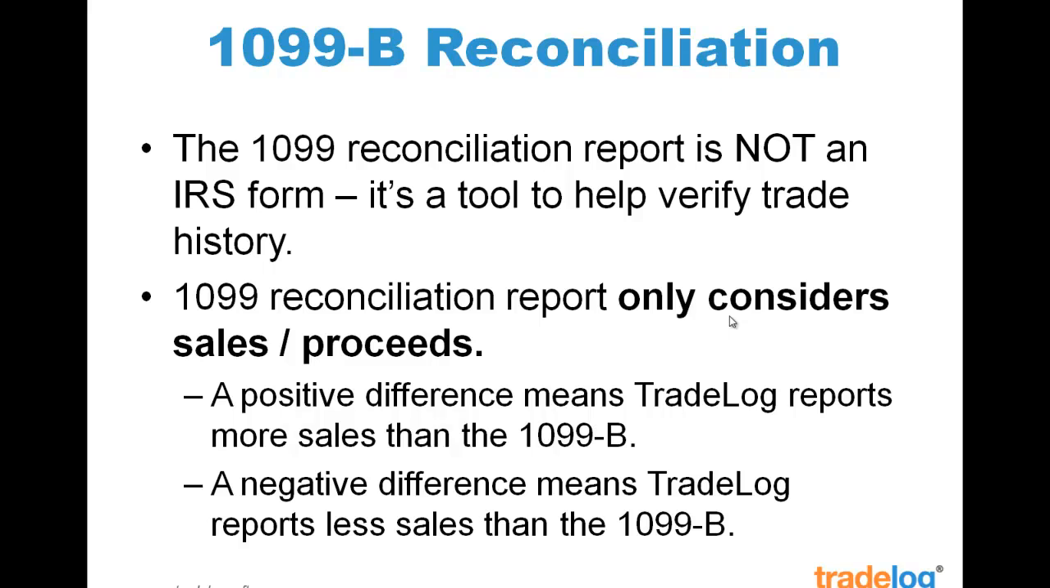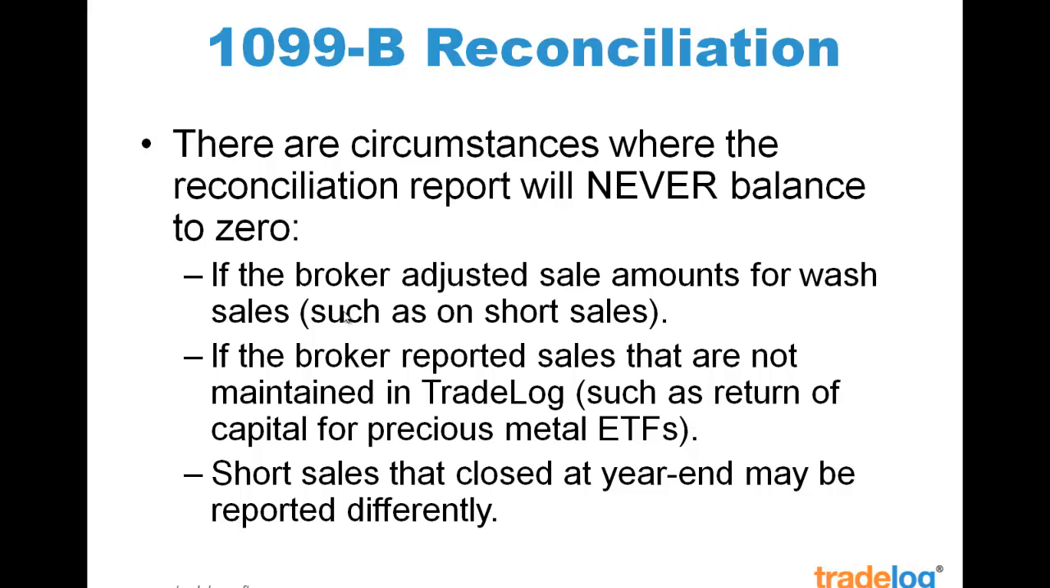But for the reconciliation, what we're doing is we're looking to see if the sales that TradeLog reports match up with the sales that your broker reports. A positive difference could mean TradeLog's reporting more sales. A negative difference means TradeLog's reporting less sales. So there may be differences. Many times you're able to get that to zero, and that's perfect.